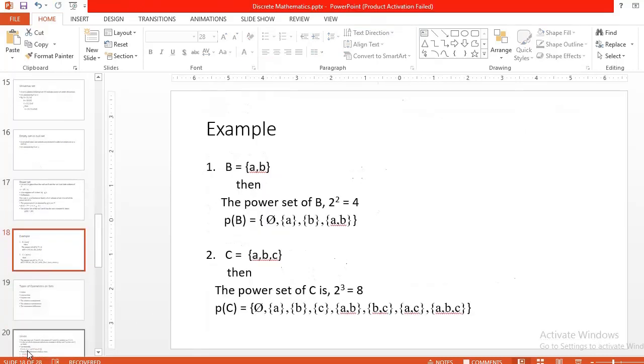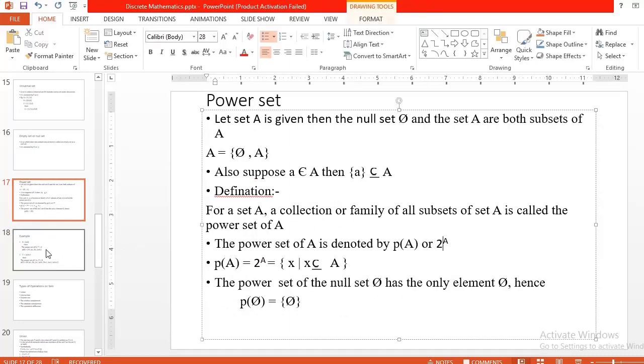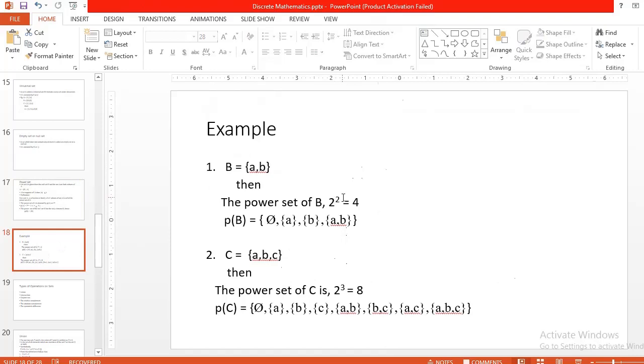Next, see here one example. Set B contains the two elements a and b. Then the power set of B is 2 raised to 2. Here I have denoted that we can denote this power set by using 2 raised to A. So in this example, see 2 raised to 2. Why is it 2 raised to 2? Because set B contains only 2 elements. That's why 2 raised to A will be 2 raised to 2. 2 raised to 2 is equal to 4. So the power set of B contains only 4 elements. Okay, so check here the elements.